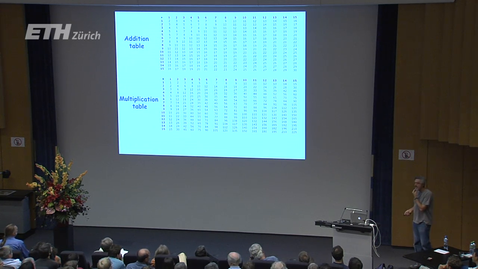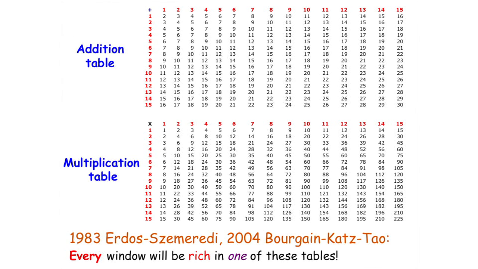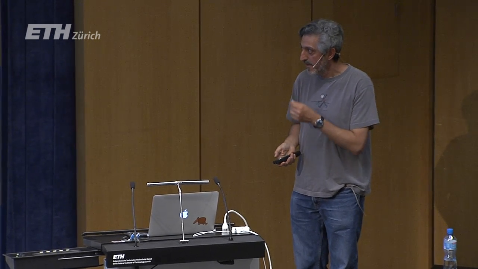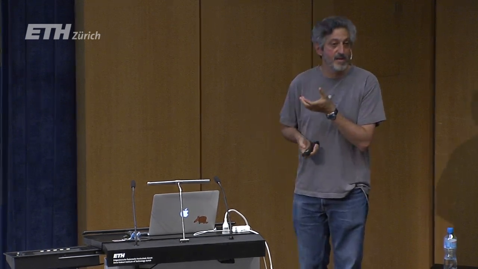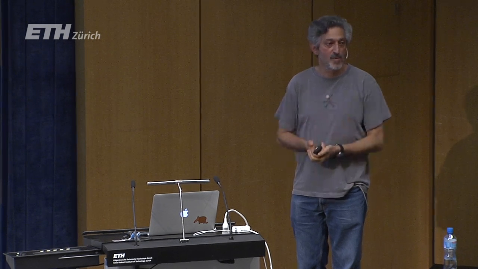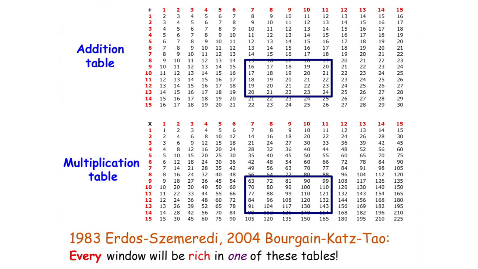So what can we do? Here's an amazing theorem, and we'll see how to use it later. This theorem was proved first by Erdős and Szemerédi, and in a way that I will not define, but it's useful, was proved by Bourgain, Katz, and Tao a few years ago. What it says is while each of these tables is bad from the point of view we want, together they are good. What do I mean together? If you look at the same window in both, either this one will be rich or this one will be rich. The same window in both will always be rich in one of them. Even though it's not what we originally wanted, it turns out to be enough.